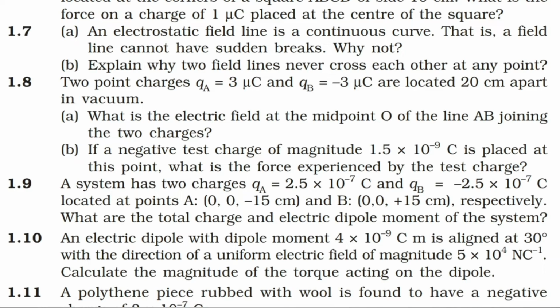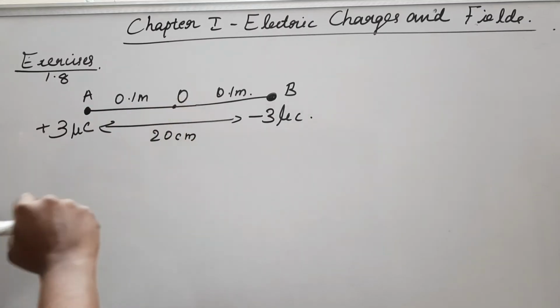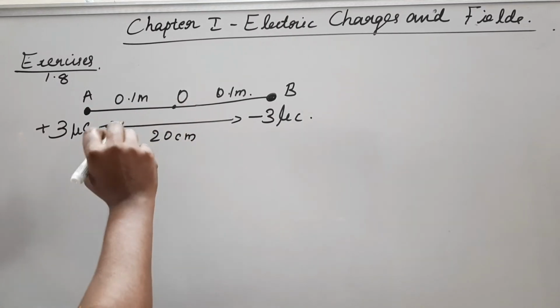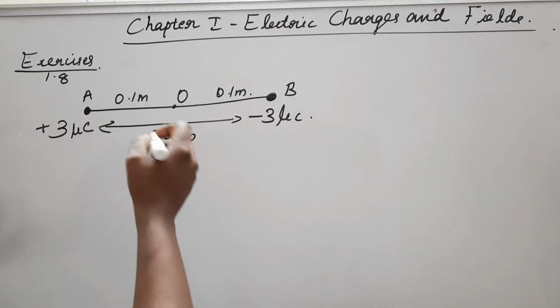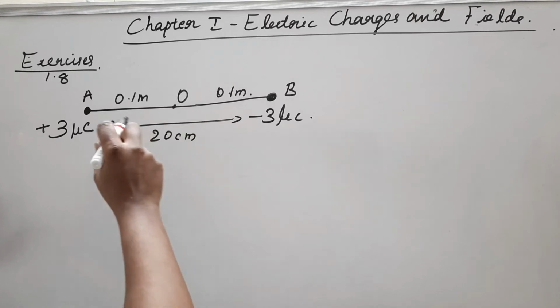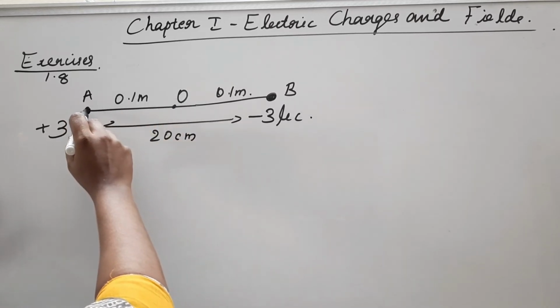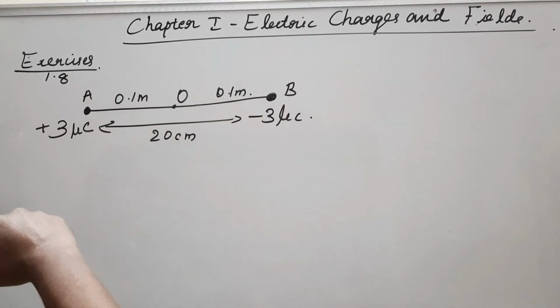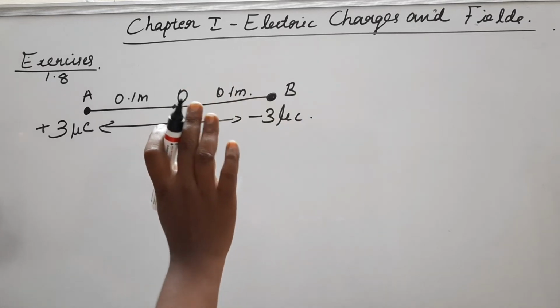Let's move to the first question. So 3 microcoulomb, minus 3 microcoulomb separated by a distance 20 centimeter, and we are asked to find the field at the point O, which is the midpoint of that line. So the distance will be 0.1 meter or 10 centimeter. As we discussed in the previous case, we need to find the field at the point O due to the charge at A and due to the charge at B. Then add. See whether they are in same direction or opposite direction.